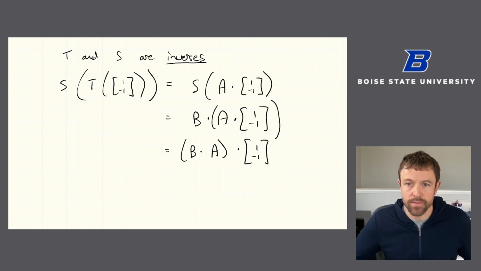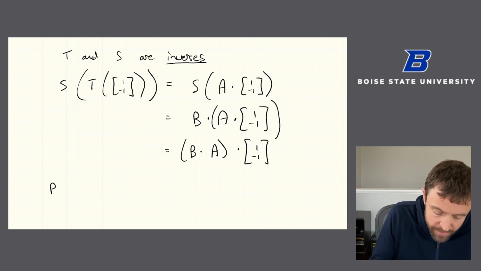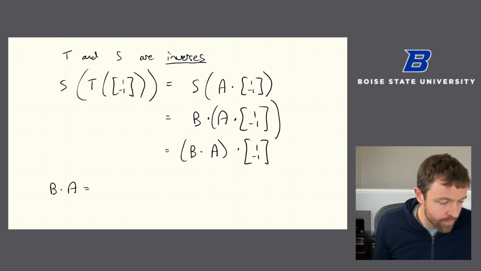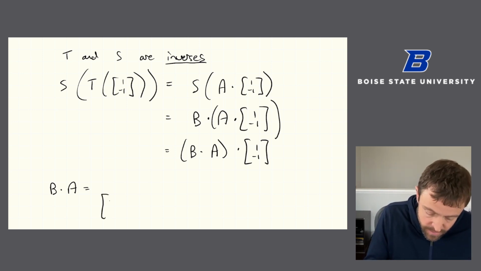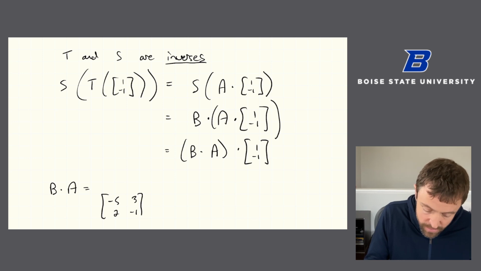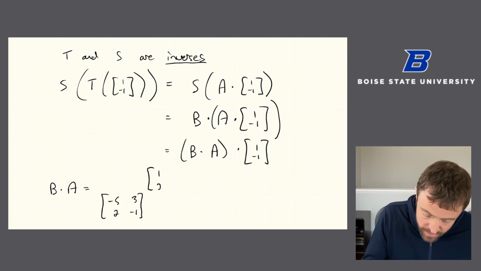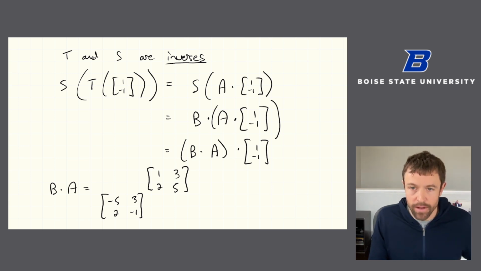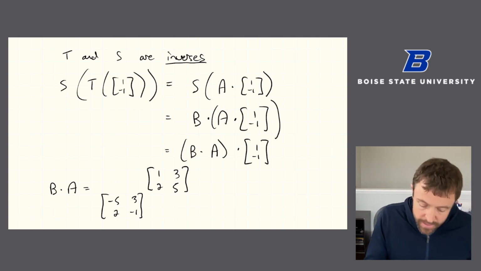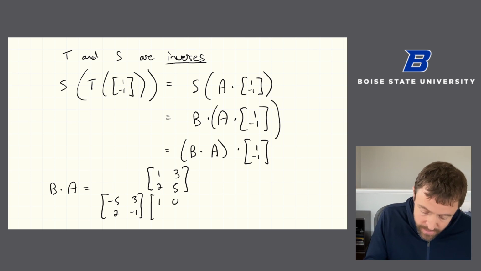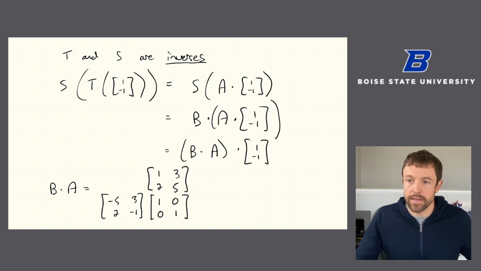And so I want to look at what is B times A. Well, B is -5, 2, 3, -1. And A is 1, 2, 3, 5. And when we multiply these out, we get the identity matrix.